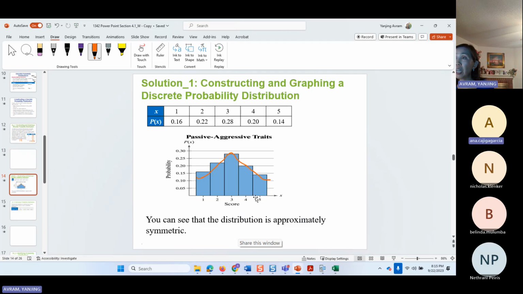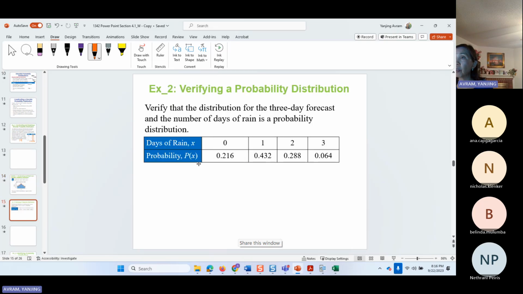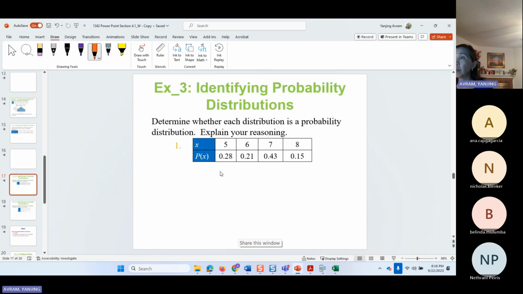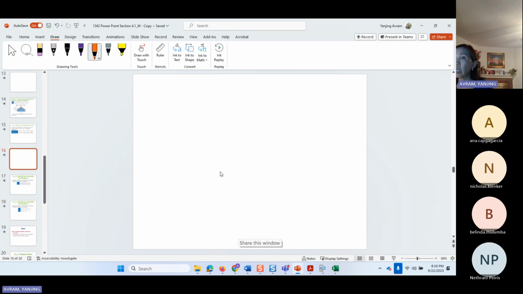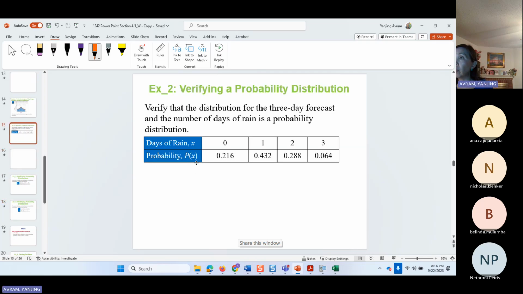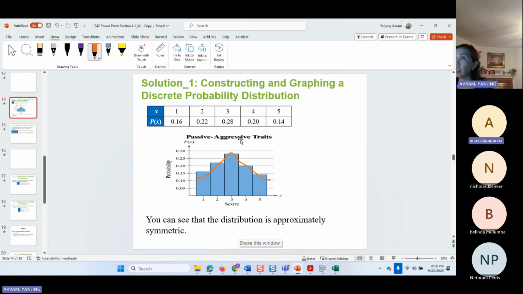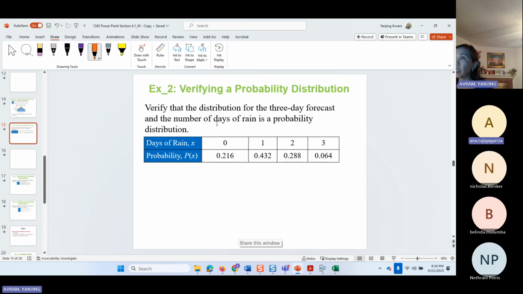And if we want to find the average, that is the mean, right? If we want to find the mean, how do we find it? That's another question for later on. For this next example, we're going to come back to finding the mean, okay? But let's verify if this is a probability distribution table or not.